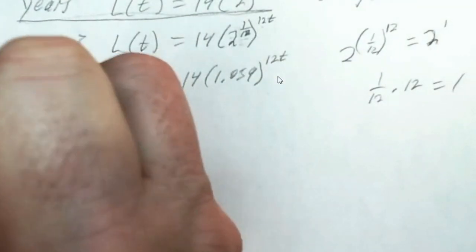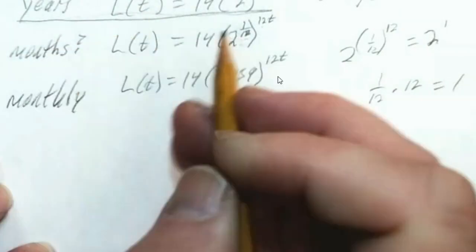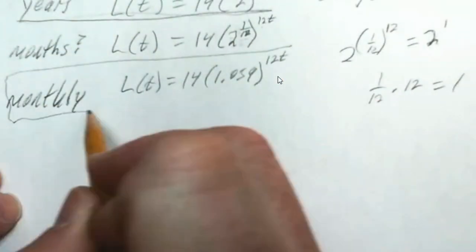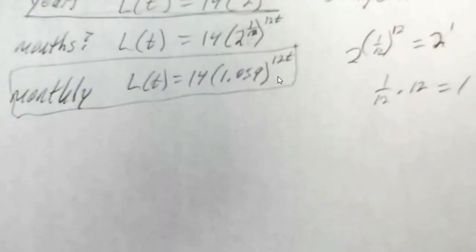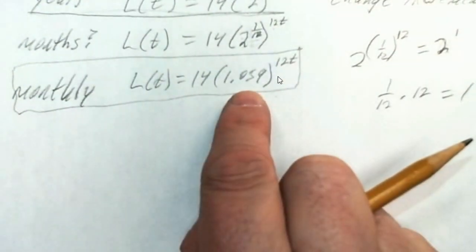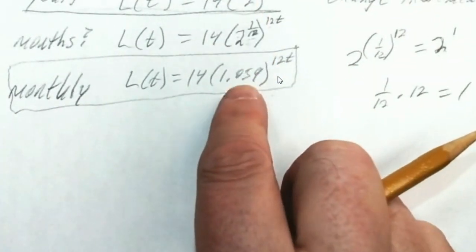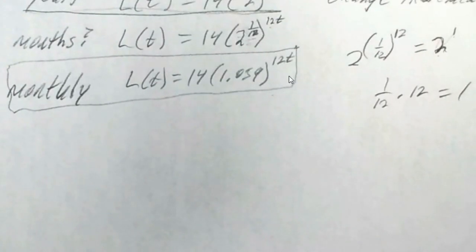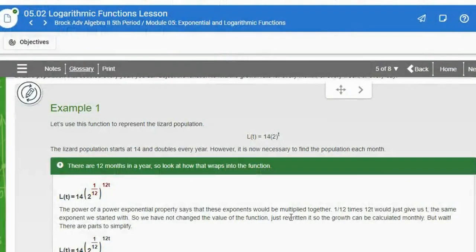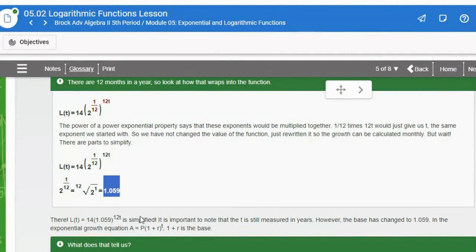This right here, L of t, is monthly. We want to know every month how many lizards we have. We can use this equation. This is monthly, 1.059. Instead of doubling, every month we're getting 1.059 more lizards. So changing your time increment. So 14 times 1.059 to the 12t is simplified. Now t is still in years, but the base has changed.